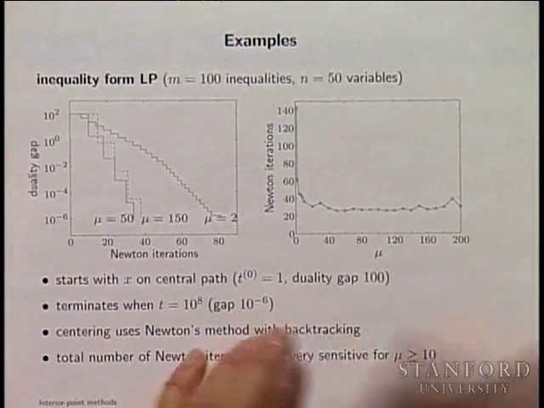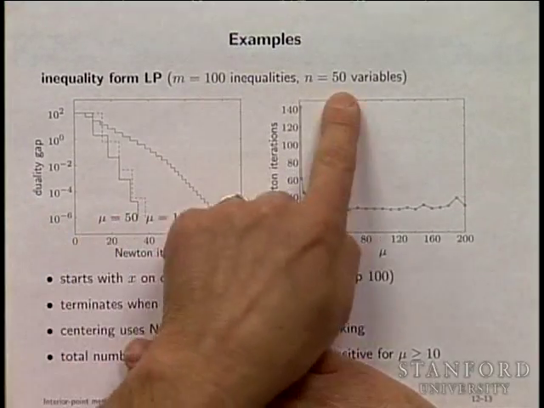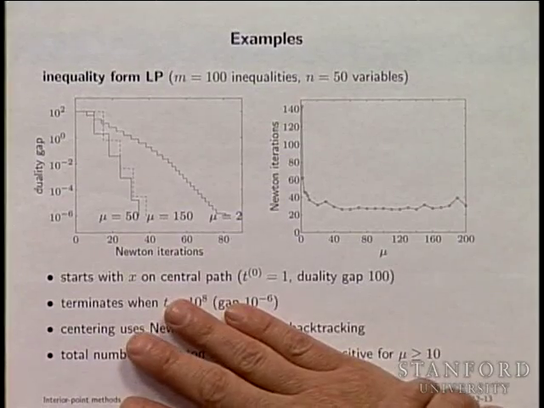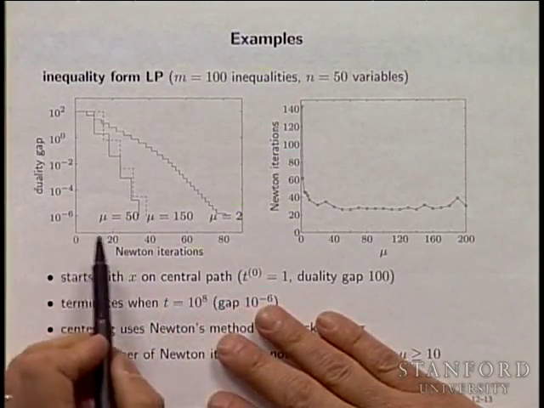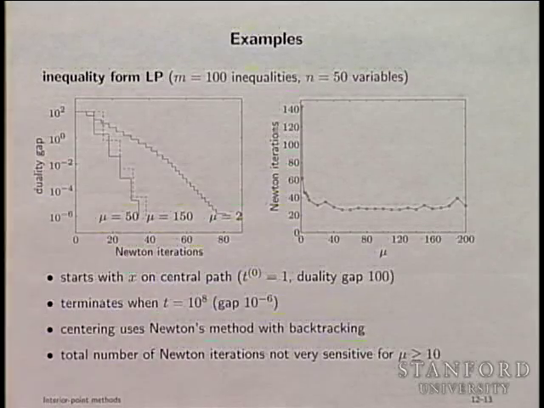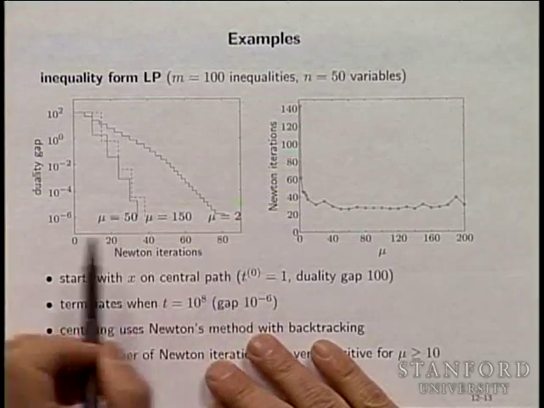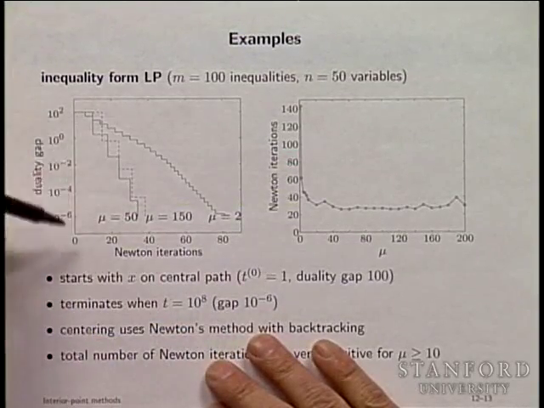This is the dual of the problem you're solving on your homework. It's an LP with 100 inequalities and 50 variables. This shows you the number of Newton steps. By the way, the computational effort is simply measured, the unit is the number of Newton steps, period. That's the cost. The number of Newton steps is plotted here, and this gives you your duality gap.